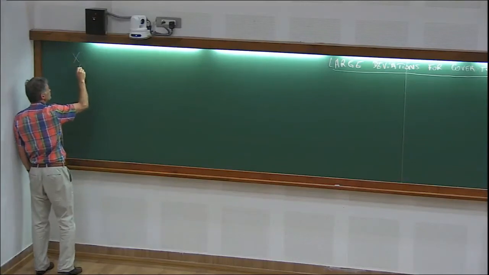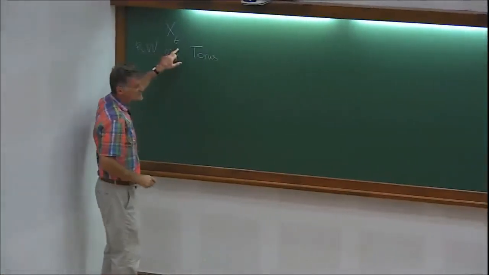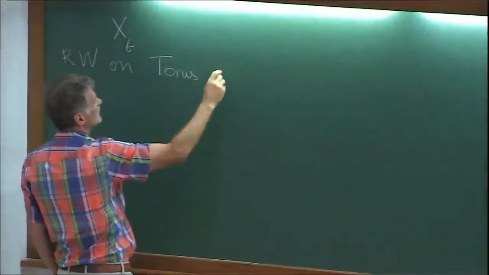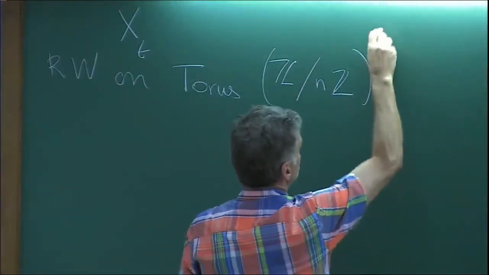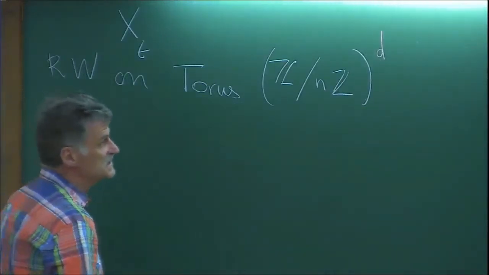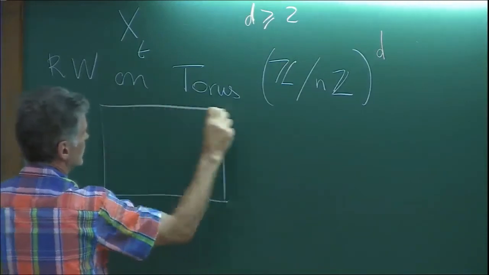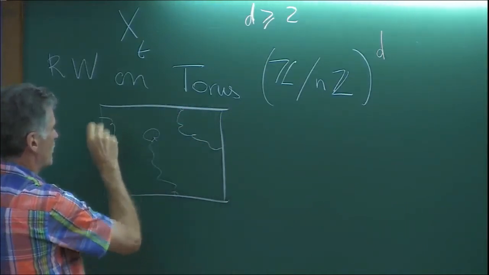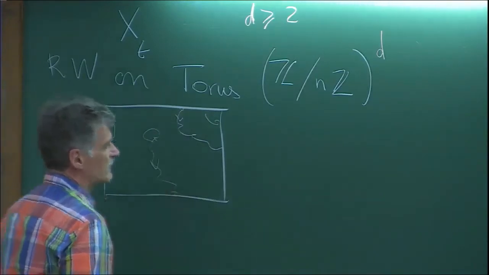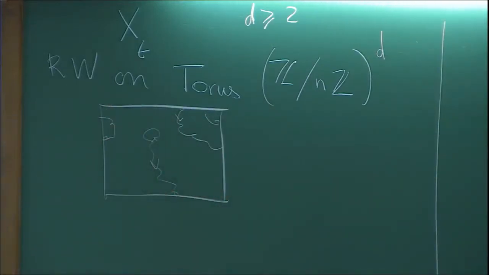So X_t is the random walk on the torus. t is discrete time, okay? And the torus is just Z divided by nZ. It's a torus of linear size n, and I'm in dimension d. We will take d larger or equal to 2, as I will explain quickly. So you let the walk evolve, and you have periodic boundary conditions. I could as well consider a Markov process on a finite state space, but let's consider this one.